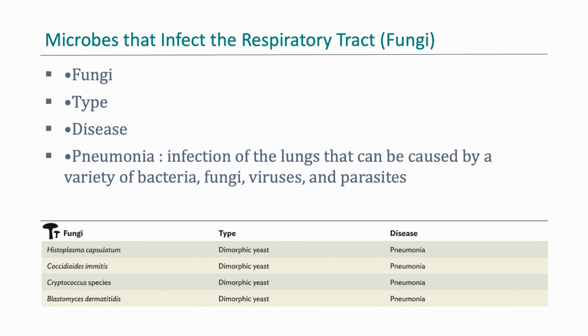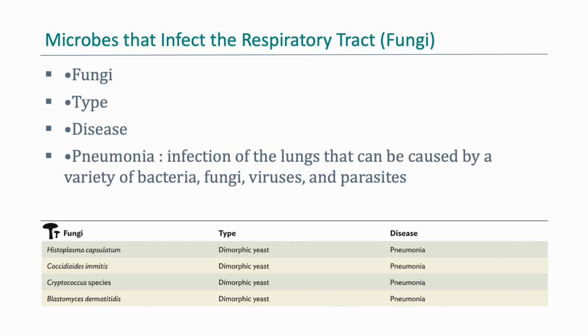So the first one, Histoplasma capsulatum, causes pneumonia, like I said, which is a lung infection caused by breathing in spores of the fungus. Infection can be mild to severe and can lead to meningitis. The next one is Coccidioides immitis, which causes pneumonia, also called valley fever. About 40% of cases of valley fever develop lung infection symptoms.